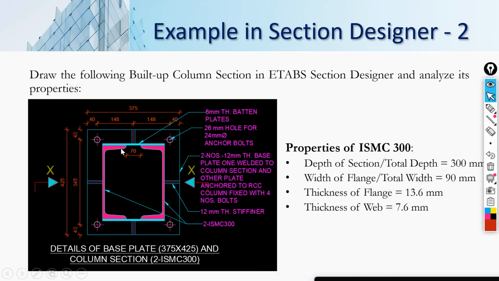For example, if you see here, we have these two C channels which are built up in such a way that they are face to face. And these two C channel sections, which are ISMC 300 channels, are built up by placing 6 mm thick batten plates on both sides. So this outside boundary is for the batten plate. We will not go into this. You can just practice modeling this built-up column section by yourself also, and we will see in detail how to model this during our modeling class itself.